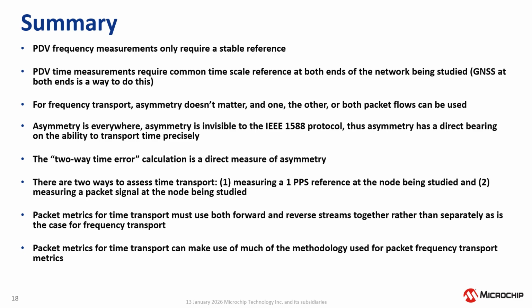To summarize, PDV frequency measurements only require a stable reference. PDV time measurements require a common timescale reference at both ends of the network being studied. GNSS is a way to do that. For frequency transport, asymmetry doesn't matter, but it matters a lot for time transport. As we have seen, it is very prevalent in many networks, and it certainly has a direct bearing on the ability to transport time. The metric two-way time error is a direct means of looking at asymmetry.